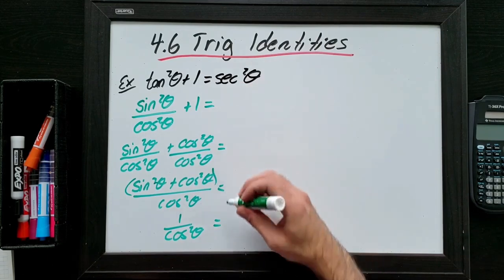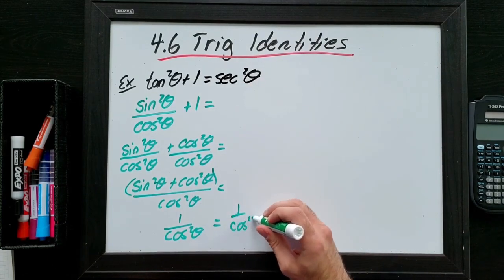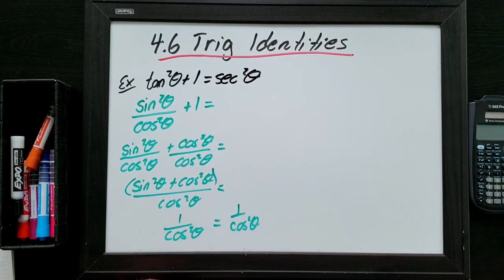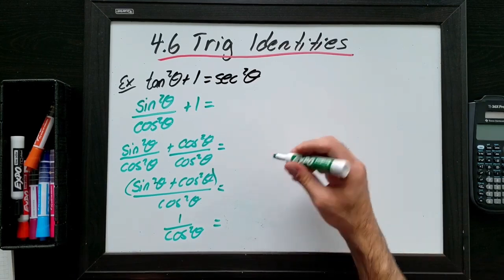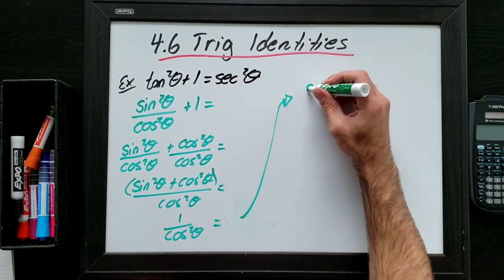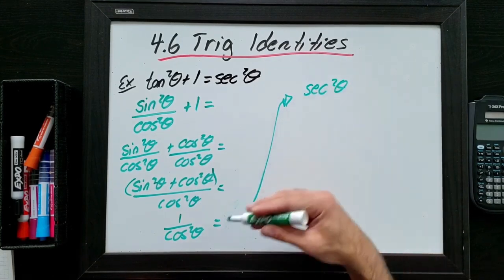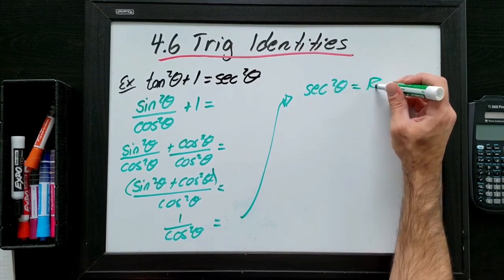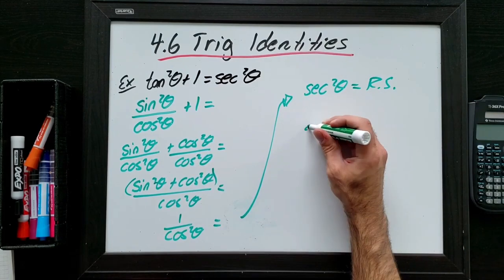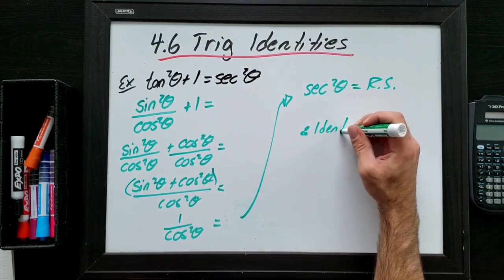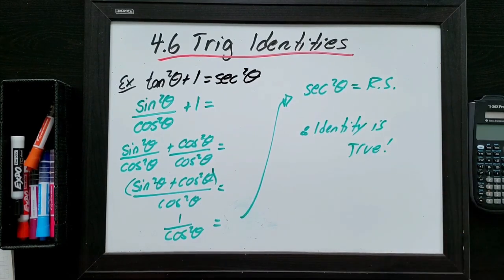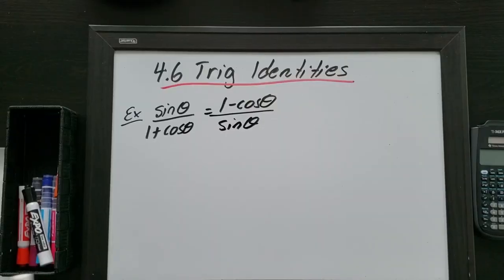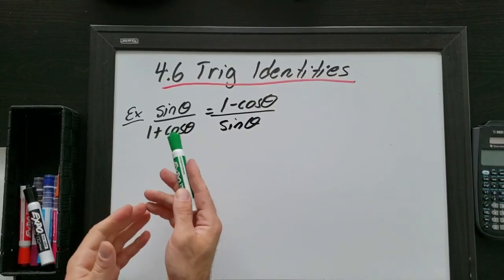And this is 1 over cos squared theta. Actually, I'm going to erase that because I don't like changing one side if I don't have to. I'm going to go over here, and I'm going to go 1 over cos squared theta is secant, and this equals the right side. Therefore, the identity is true.